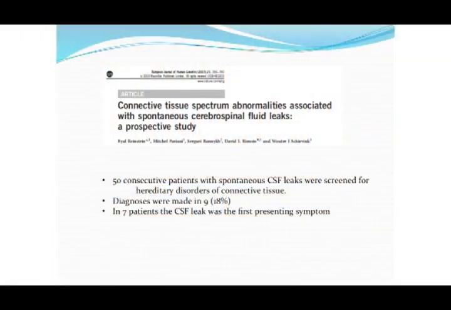And this is a paper from Dr. Schievink, also published in the last year. This is a 2013 article looking at 50 consecutive patients with spontaneous CSF leaks. And in this population, 18% of them, 9 patients out of 50, were found to have a hereditary disorder of connective tissue that was previously unrecognized in many of these patients.